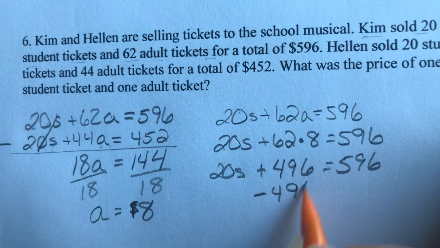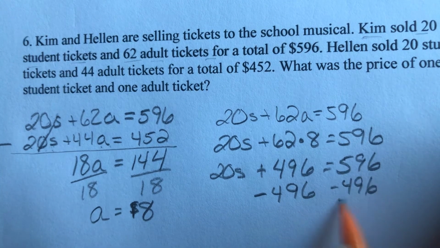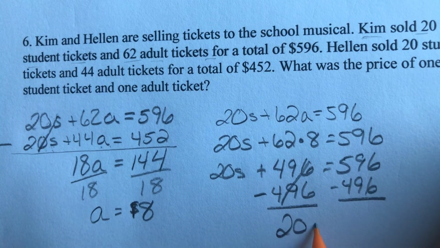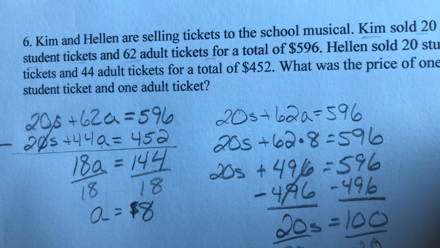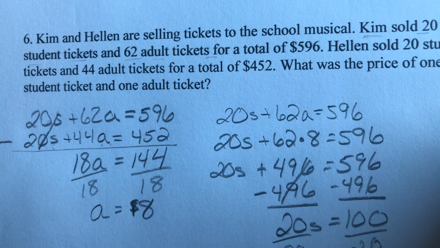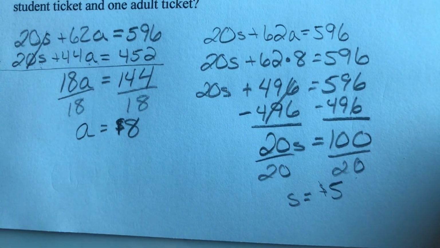Now it's a two-step. I'm going to subtract 496 from both sides. We get 100. Divide by 20. Student ticket is equal to $5. You can check these. I'll go to my calculator. We'll check it on the calculator. But keep in mind, if you put your equation together wrong, the check's not going to help you with that.